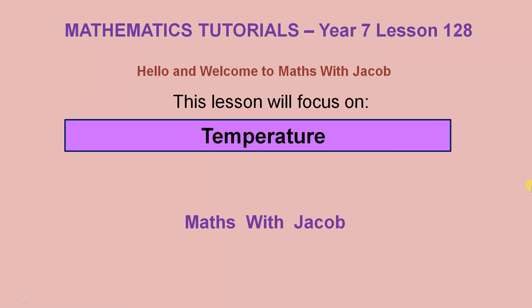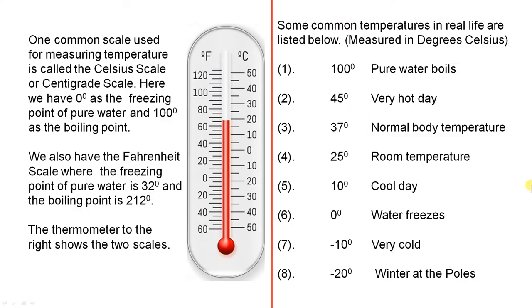This lesson will focus on temperature. One common scale used for measuring temperature is called the Celsius scale or centigrade scale. Here we have 0 degrees as the freezing point of pure water and 100 degrees as the boiling point.